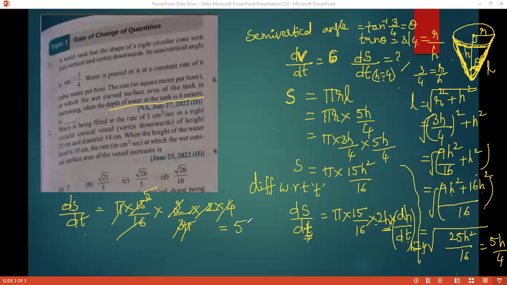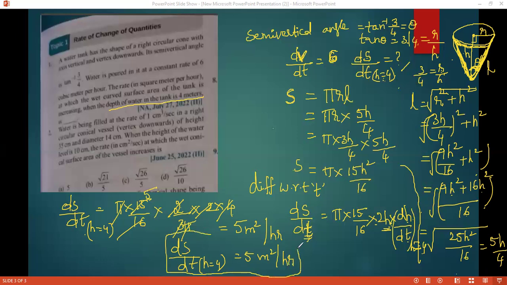So ds by dt is going to be, this is area, the curved surface area, so it is going to be meter square per hour. This is our final answer. ds by dt at h is equal to 4 is going to be 5 meters square per hour. Understood? Very good.